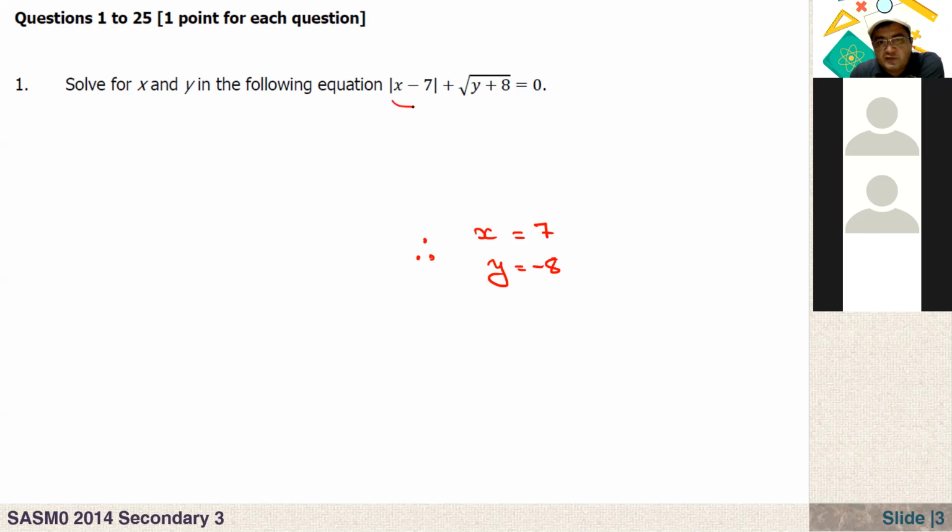Because here we have absolute value, right? The absolute value of something, any algebra expression or number, is always greater than or equal to 0. And here we have the square root of something, and it's also always greater than or equal to 0. If you're adding two non-negative numbers and the sum is 0, that is the only case if both are 0. Otherwise, the sum of two non-negative numbers is never equal to 0 if at least one of them is not equal to 0. So each one should be equal to 0. That means that x equals 7 and y is equal to -8.